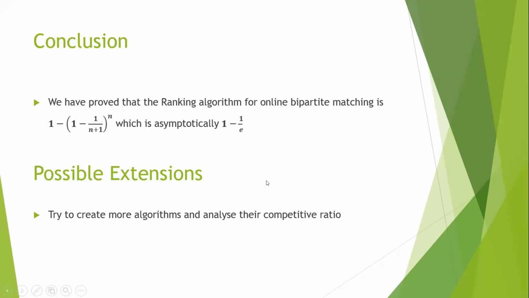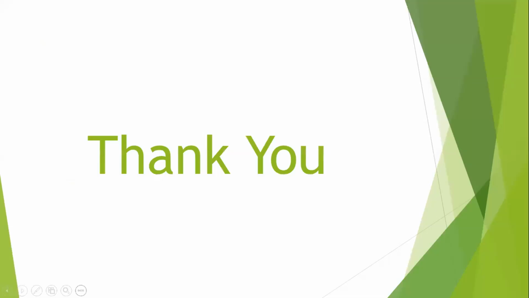Conclusion. We have proved that the ranking algorithm for online bipartite matching achieves a ratio of 1 minus 1 over n plus 1 to the power n, which is asymptotically 1 minus 1 over e. Possible extensions. We can try to create more algorithms and analyze the competitive ratio. Thank you.